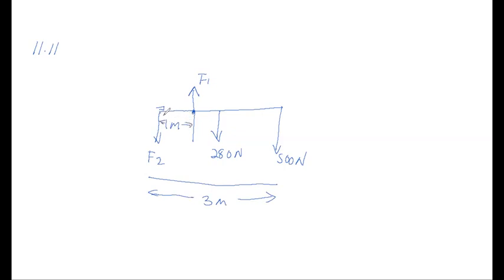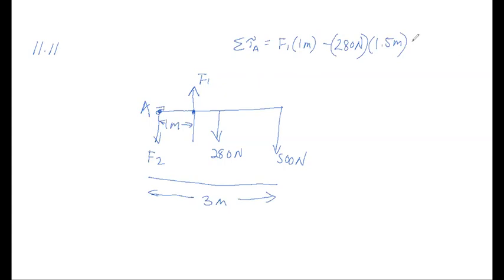So we can take the sum of the torques about this point, and then we won't need this force, right? So we've got the sum of the torques about A. That's going to give us F1 times 1 meter, and that's going to be positive, because it's going to go counterclockwise. Minus 280 Newtons times 1.5 meters. That's going to produce a clockwise torque, so we're going to call that a negative.